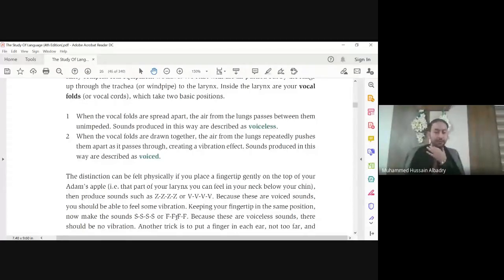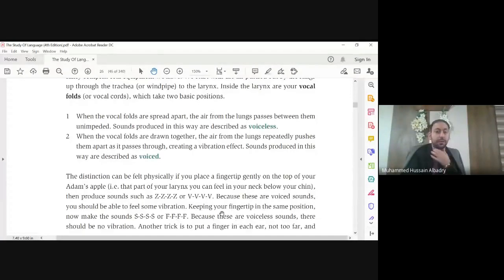No vibration. When you say no vibration, it means they are what? They are voiceless. But if there is vibration, you see, there is vibration in the vocal folds or cords.